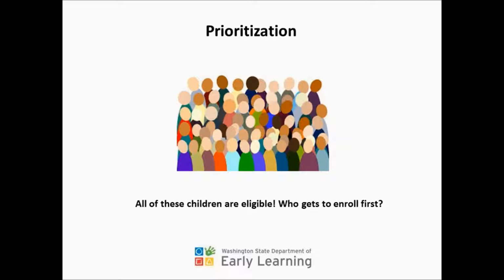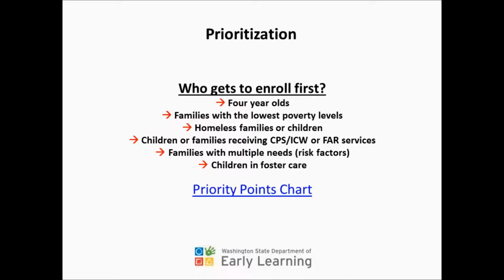From the pool of eligible children, prioritization puts them in a line to be enrolled by highest points first. When looking at priority points, you can bet that the following will get in first: children who are 4 years old, families with the lowest poverty levels, homeless families or children, children or families receiving CPS, ICW, or FAR services, families with multiple needs or risk factors, and children in foster care.